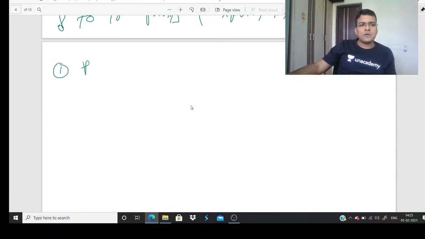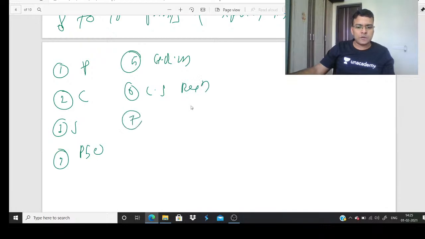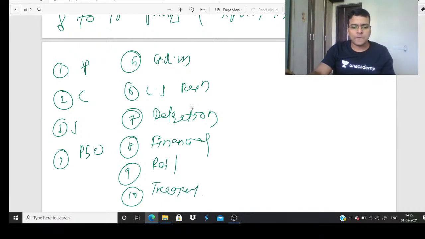10 points: planning, central administration, state administration, PSU, grievance redressal mechanism, center-state relation, delegation, financial administration, rail, treasury, or you can write UT, Union Territory. So easily you can write 10 points of ARC 1 and write that this is a very important milestone in administrative reform in India. So this is for today.